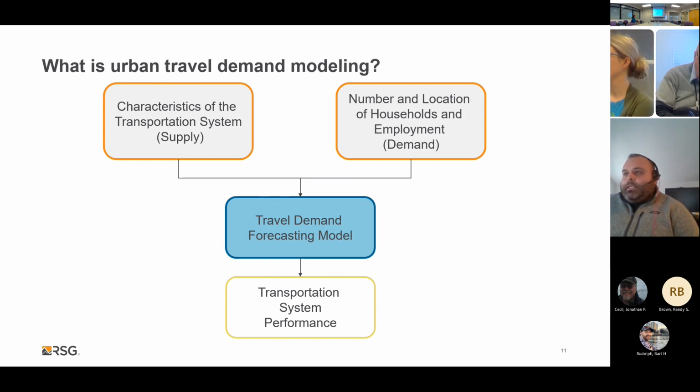And travel demand forecasting, or travel demand modeling, is really just a tool that we use in the urban transportation planning process. It's a big tool, and I think it's important to note that in most MPOs that I've come across, we build the travel demand model up to be the tool that we go to, and it is a really important tool, but it is not a tool that is going to answer every question.